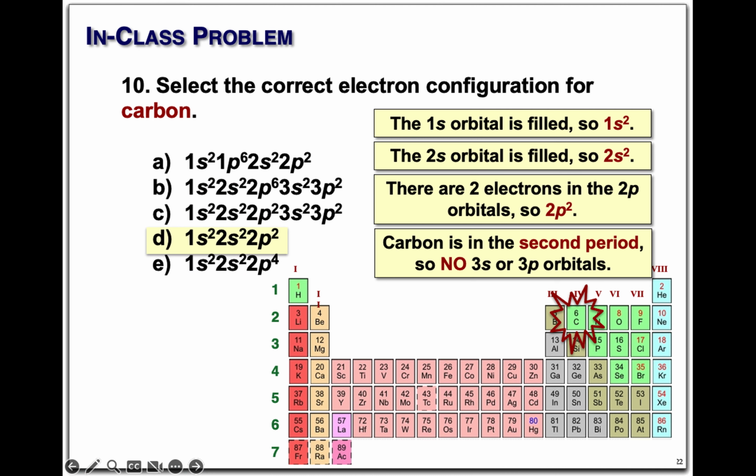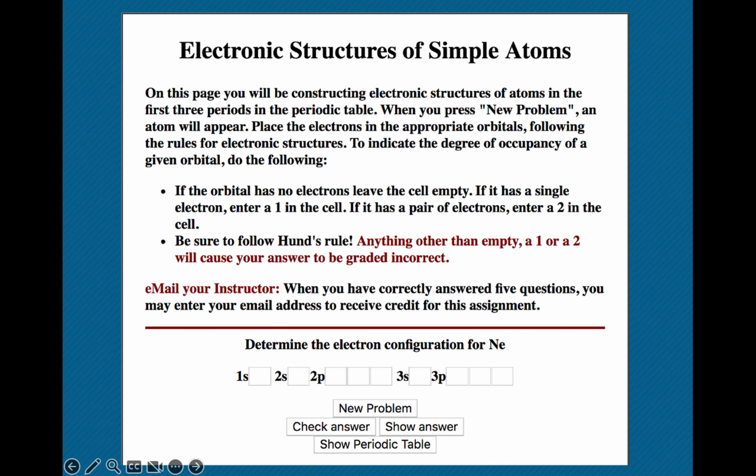And again, we could do neon just sitting here thinking about it. It's all the way over here, second period, right? 2 electrons here, 2 in this one. We have 2, 2, and 2. And because it's in the second period, we have nothing in the third. Remember, on Blackboard, you have to put zeros. With this, you don't, but on Blackboard, you have to put all those zeros.